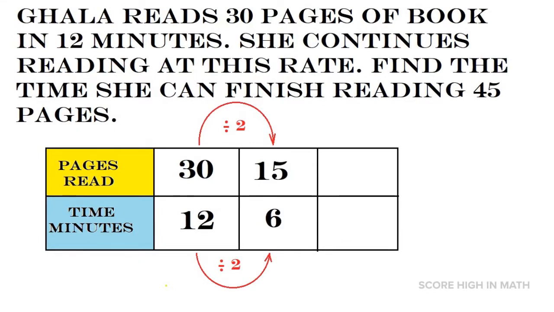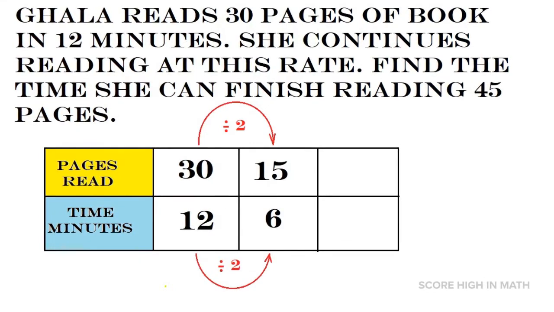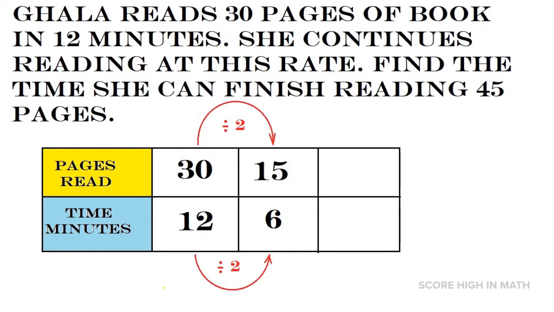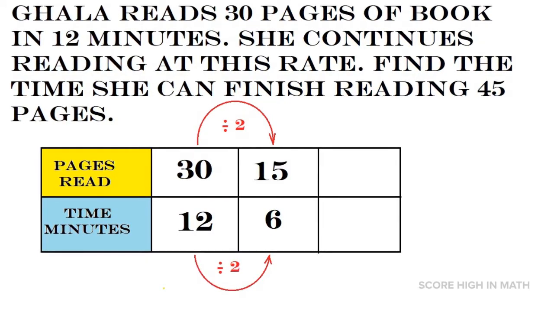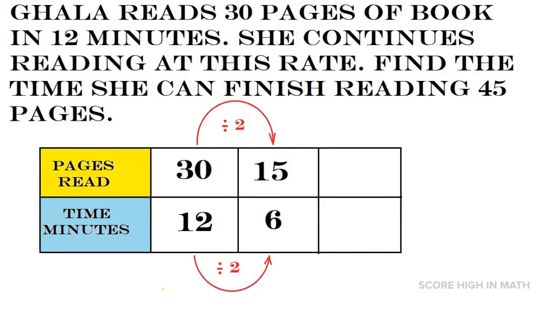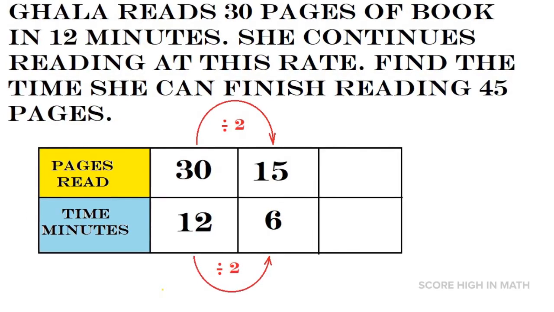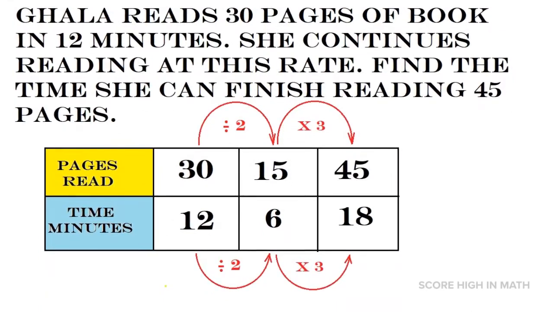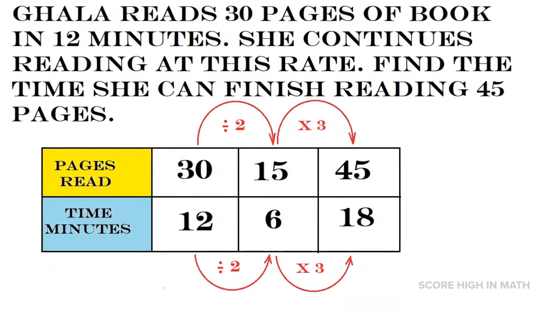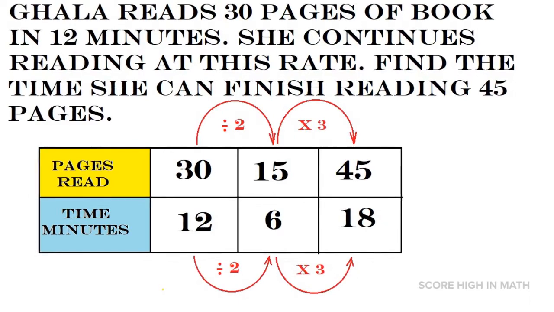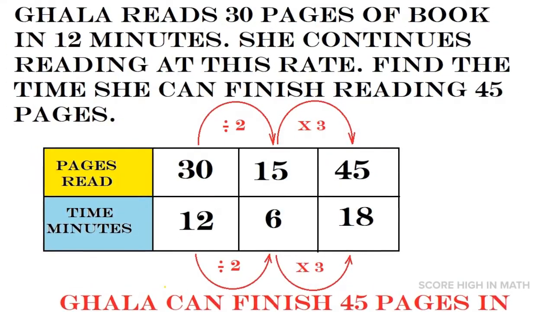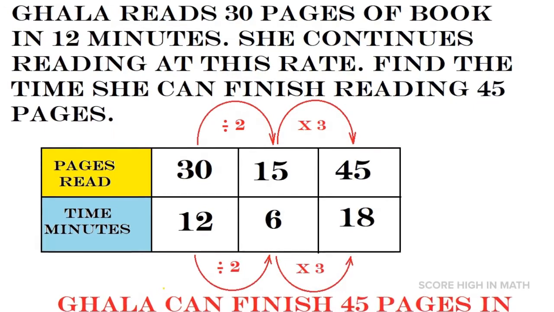Let us divide the ratio by 2. 30 divided by 2 is 15 and 12 divided by 2 is 6. 15 is easier to convert into 45. So, we're just going to multiply the ratio again by 3. 15 multiplied by 3 is 45 and 6 times 3 is 18. Accordingly, Gala can finish 45 pages in 18 minutes.